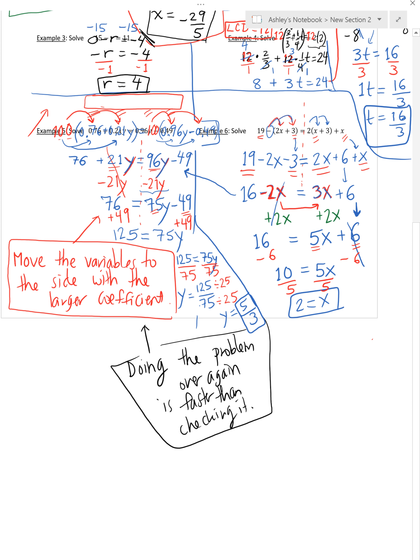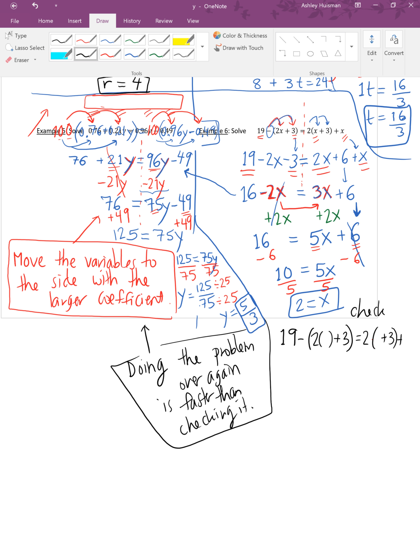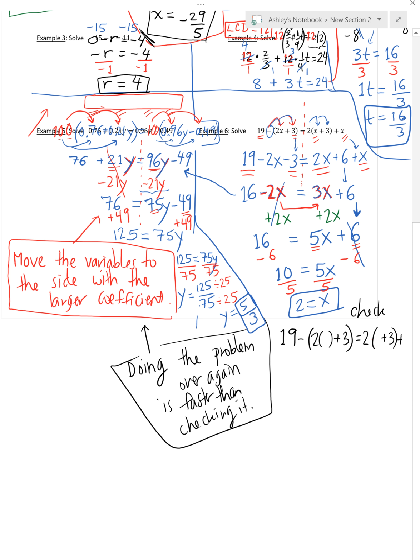I think this one, though, even though in example 6 we have a pretty complicated equation in the beginning, it was 19 minus 2x plus 3 equals 2 times x plus 3 plus x. It's pretty complicated, but I think because there are no decimals and no fractions, I don't really mind checking that much. But you notice in the last one there were a lot of x's. There was an x here, there was an x here, and there was an x at the very end. So you have to substitute your value in for all of the x's.